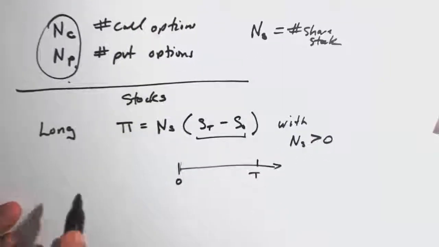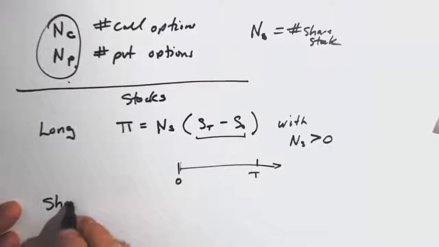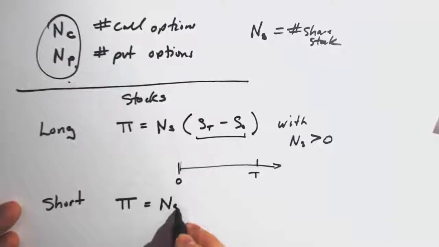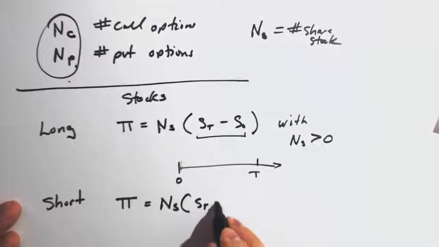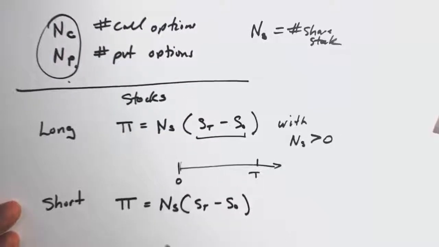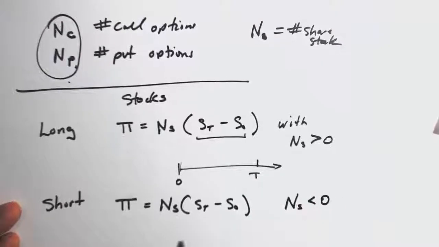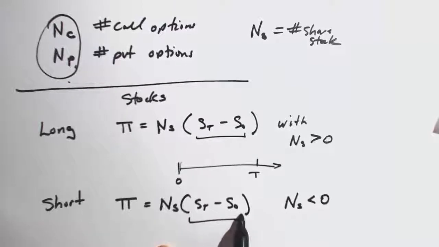Okay, so that's straightforward. Now, if you do a short position on a stock, then your profit on the short position is going to be the number of shares times ST minus S subscript 0. Well, that's the same formula as I just showed you above. It's the capital gain or loss times the number of shares. But here, NS is going to be less than 0. It's going to be negative, in other words. And so if there's a capital gain on the stock and NS is negative, you're going to lose. Remember, that's what happens when you short a stock. You short a stock and the stock goes up, you're going to lose.